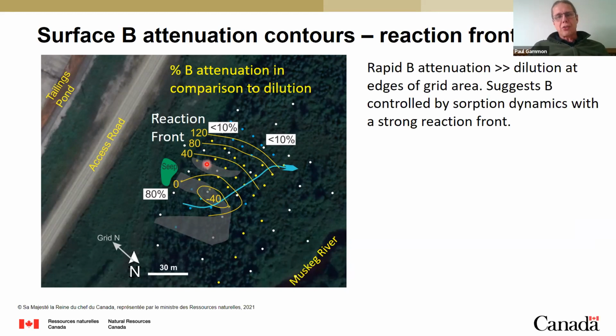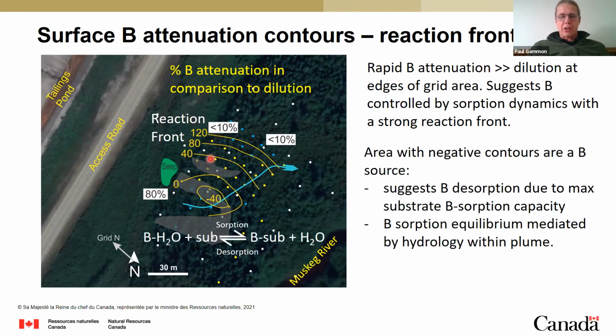But what's really interesting is that compared to dilution as measured by potassium, you get over 100%. That means that there's something other than dilution going on, that this must be some active attenuation that's making these kind of 120% in comparison to dilution. Of course, you can't get more than 100% dilution, so that extra 20% must be from something else.